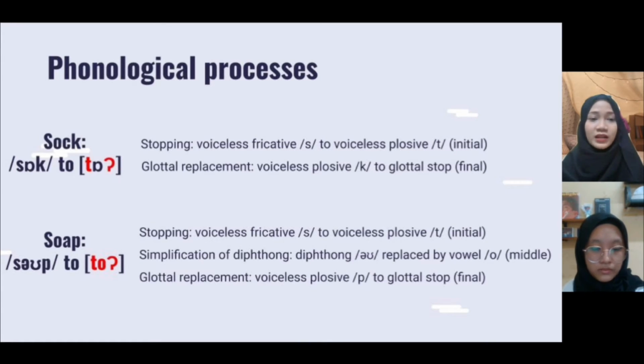The next word is sock, where TK pronounces it as to, stopping voiceless fricative to voiceless plosive t at the initial, and the glottal replacement, voiceless plosive k to glottal stop at the final. And the next word is soap. TK pronounces it as toe, where stopping voiceless fricative s to voiceless plosive t at the initial, and simplification of diphthong, where diphthong o is replaced by vowel o at the middle, and the glottal replacement, voiceless plosive p to glottal stop at the final position.